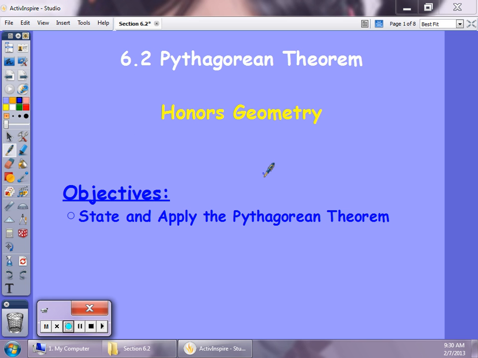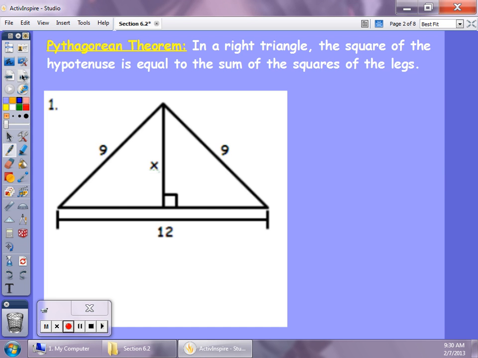Today's honors geometry lesson is on section 6.2 on the Pythagorean theorem. The objectives are to state and apply the Pythagorean theorem. The Pythagorean theorem states in a right triangle, the square of the hypotenuse is equal to the sum of the square of the legs. Or from previous years, you might remember this as c squared equals a squared plus b squared, where a and b represent the legs of the triangle and c represents the hypotenuse.